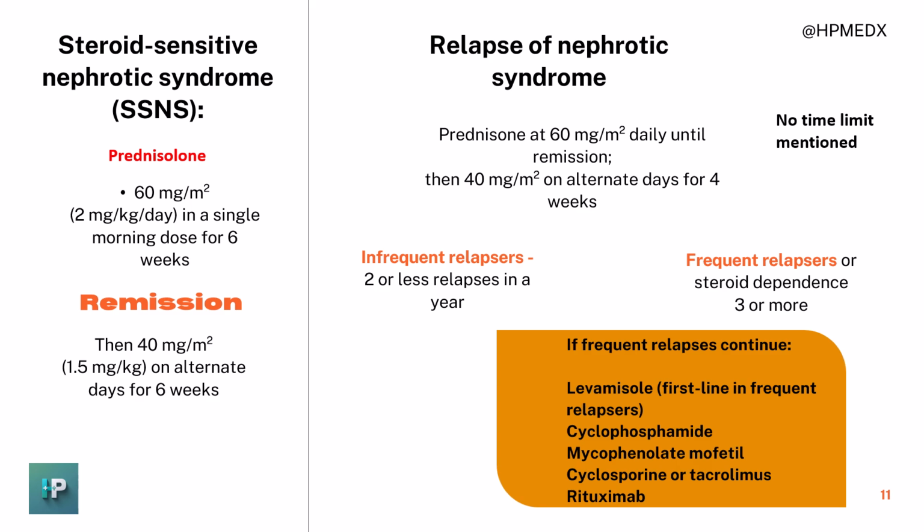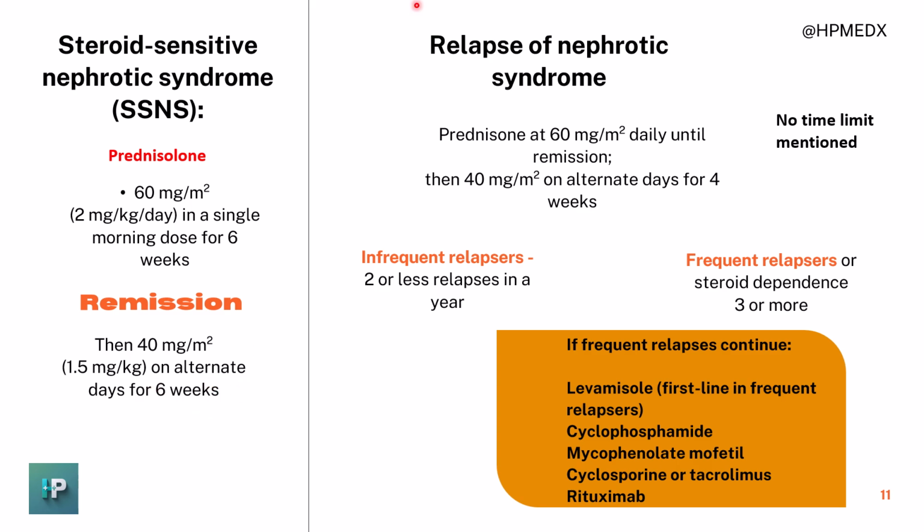And then steroid sensitive nephrotic syndrome. Here, the most common drug is prednisolone, and it is given as 60 milligram per meter square or 2 milligram per kg per day in a single morning dose for 6 weeks. And if remission occurs, it is given as 40 milligram per meter square or 1.5 milligram per kg on alternate days. You should remember, not daily, it is alternate days for 6 weeks.